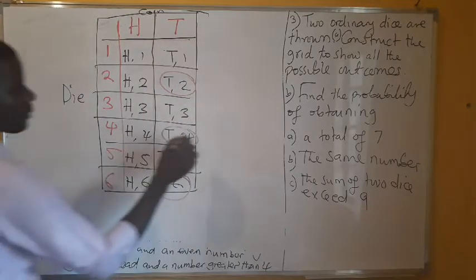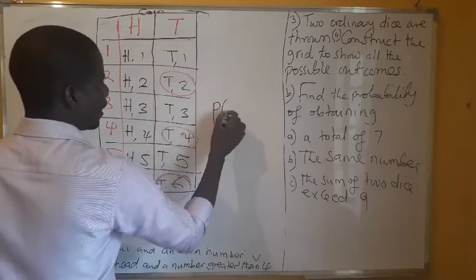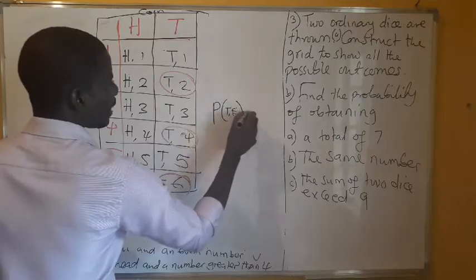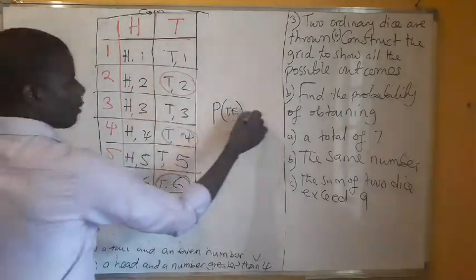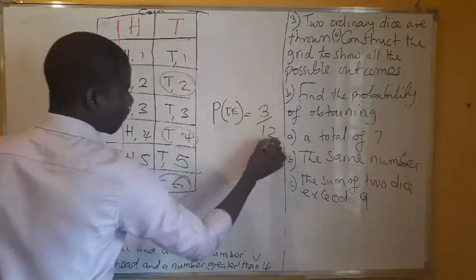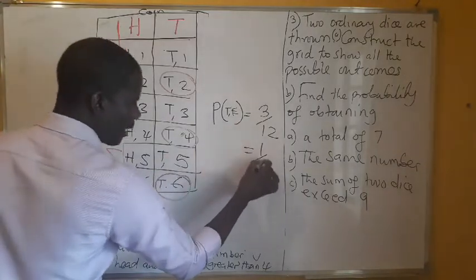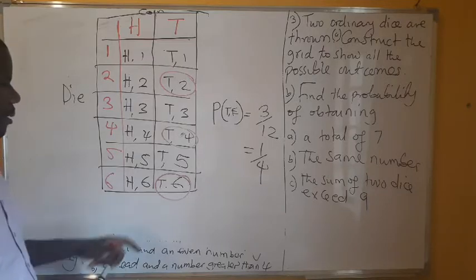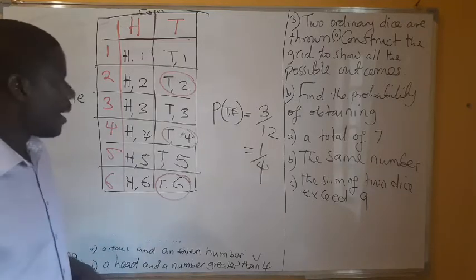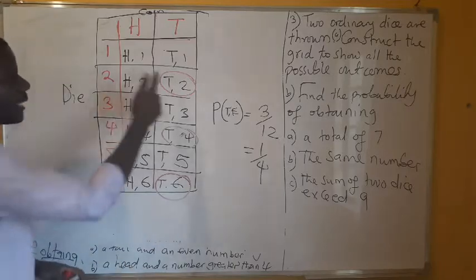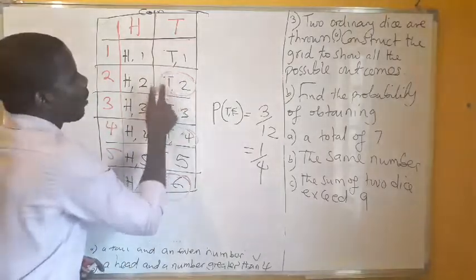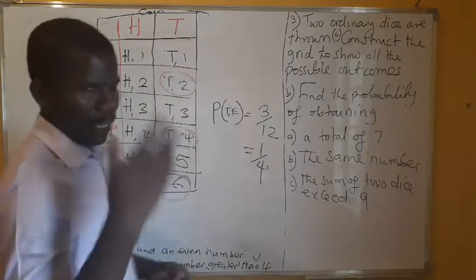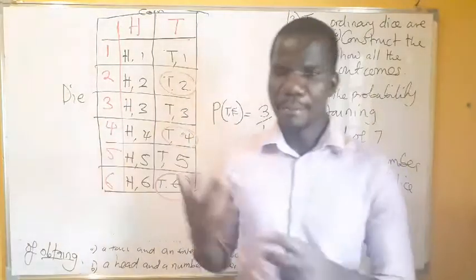So the probability of getting a tail and an even number is 3 over 12, which simplifies to 1 over 4. If they say a tail and a 2, it is only this one here, so it will be 1 over 12. A tail and a prime number. A tail and a multiple of 5.